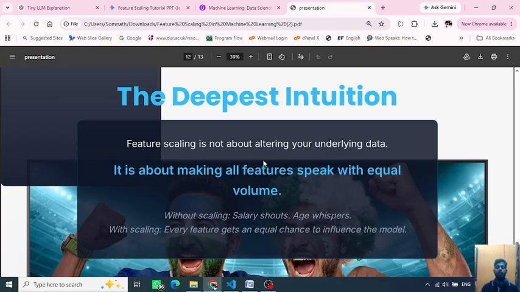So feature scaling is not about altering your underlying data. It's about making all features speak with equal volume. Without scaling, salary shouts, age whispers. With scaling, every feature gets an equal chance to influence the model. Okay.